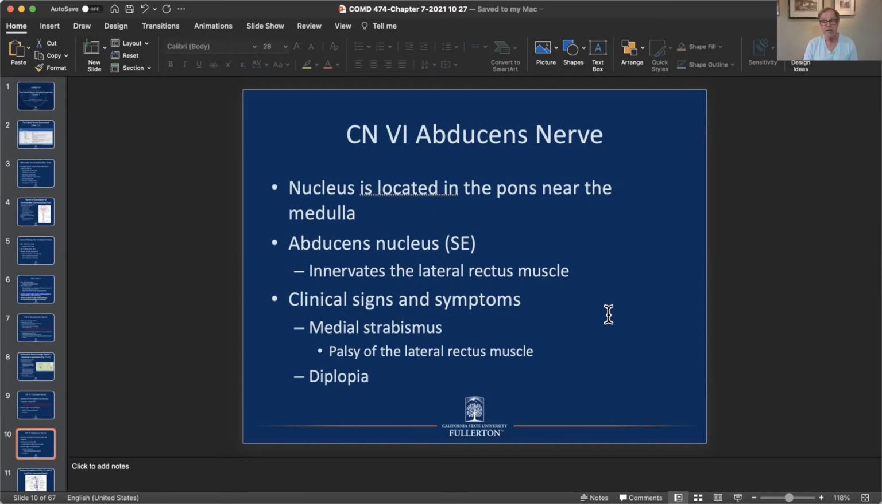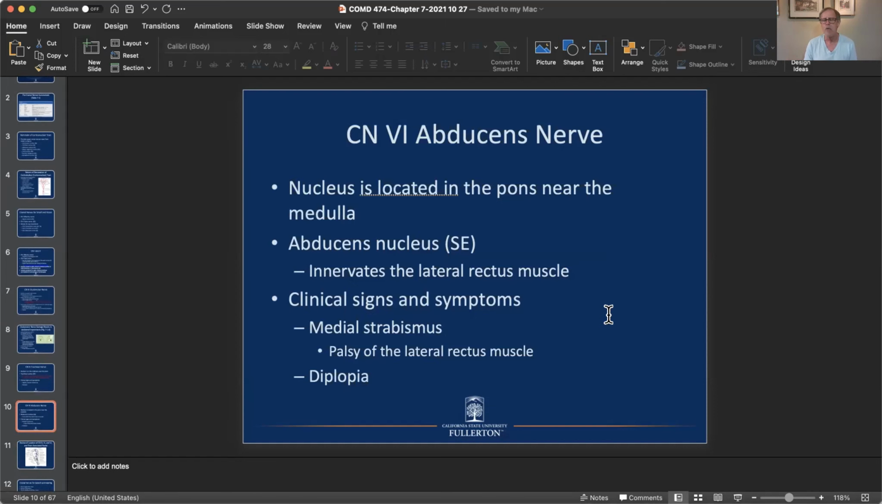And the sign is very clear. It's a medial strabismus. That muscle pulls the eye out to the side. And if you lose it, it's going to deviate toward the midline. It's called a medial strabismus. That's the actual deviation. And the diplopia is the double vision that goes along with any strabismus. I actually like that one a lot because it very simply illustrates what these three nerves and the extraocular muscles do, because only one muscle is involved.